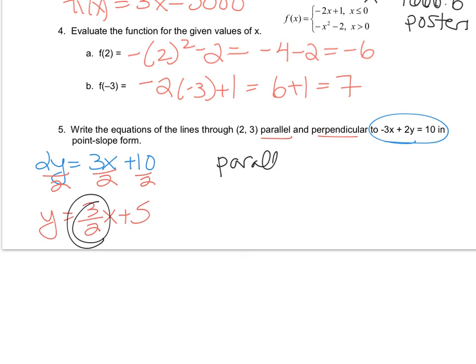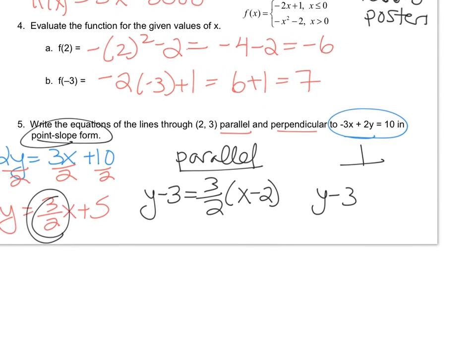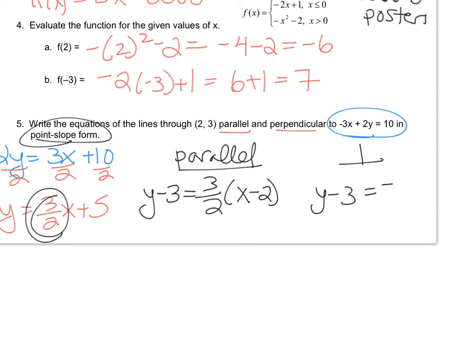So if we have got parallel and perpendicular, that's the symbol for perpendicular. And notice we want point slope form. So that's y minus 3 equals, then we have our slope and x minus 2. So for slope of parallel lines, the slopes are equal. For perpendicular lines, we want the negative reciprocal. And there's our final answers for number 5.